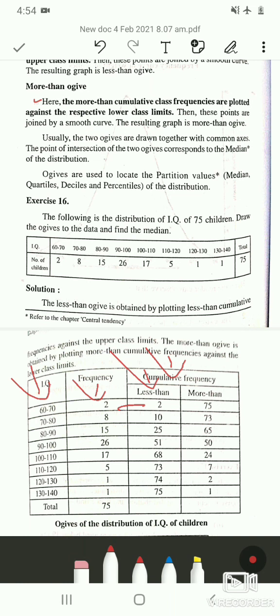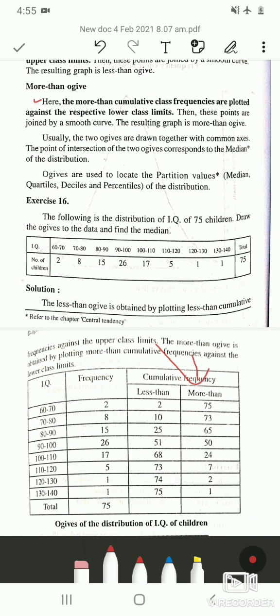So keep the first value as it is, add the corresponding next value to the previous value, which is 2 plus 8 is 10, 10 plus 15 is 25, 25 plus 26 is 51, and so on till 74 plus 1 is 75. The total should be the same. This is the usual less than cumulative frequency which we have used in the third chapter for calculating median, quartiles, percentiles. So now we will see how we can find out the more than cumulative frequency.